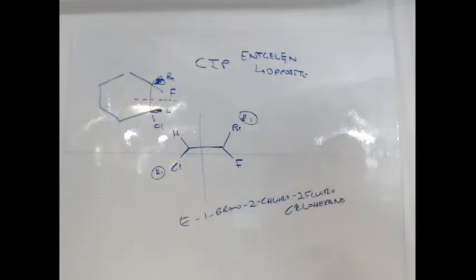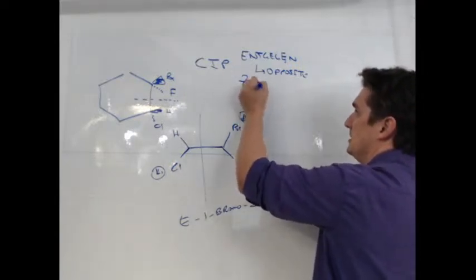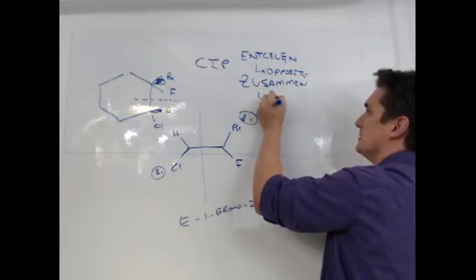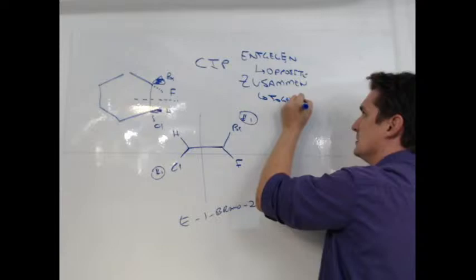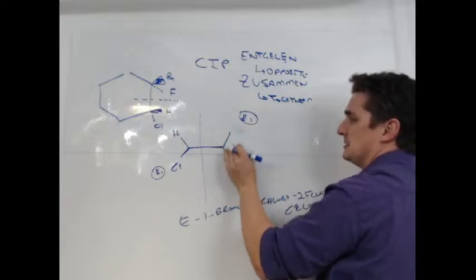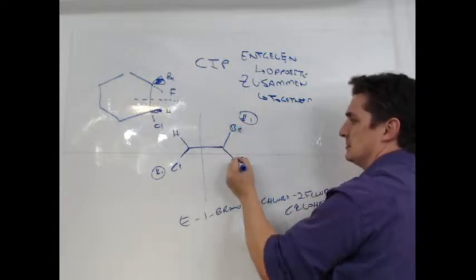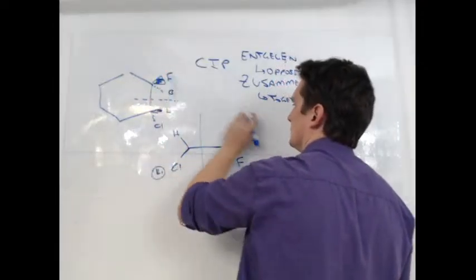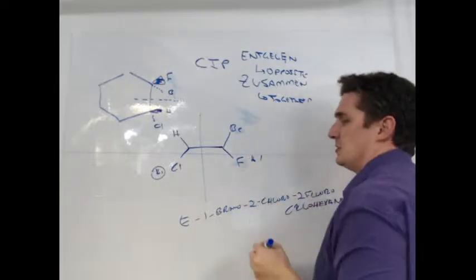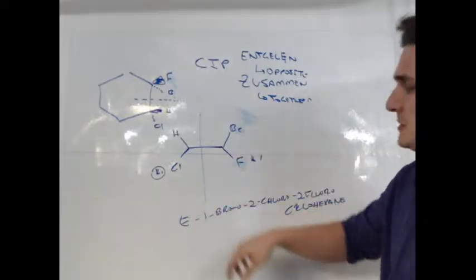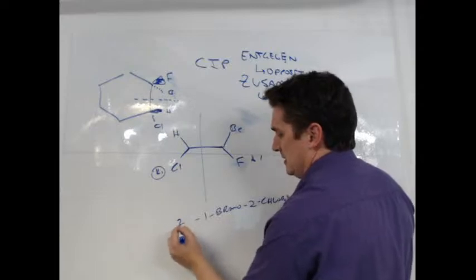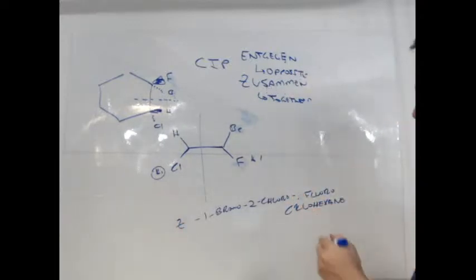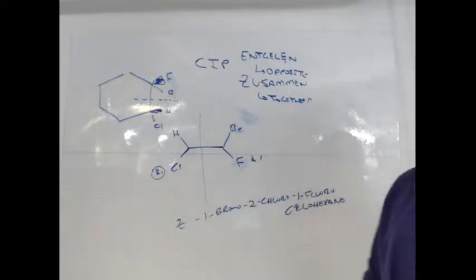Now the opposite of this is Z. So Z is zusammen, which means together. So if this was flipped, both of the highest priority groups are down and they're together. So we would say that this is Z, 1-bromo-2-chloro-2-fluoro-cyclohexane.